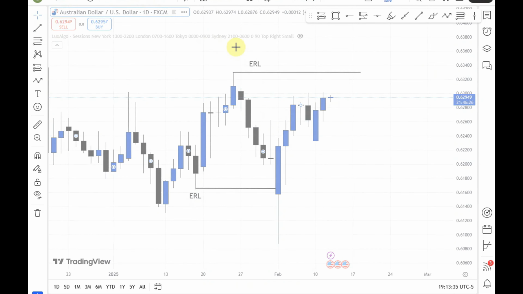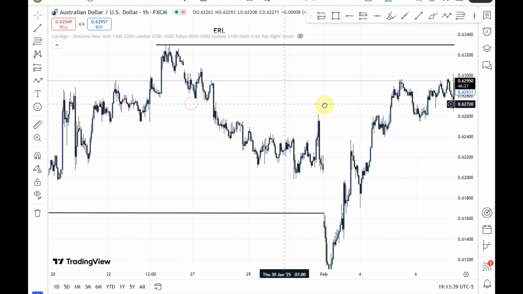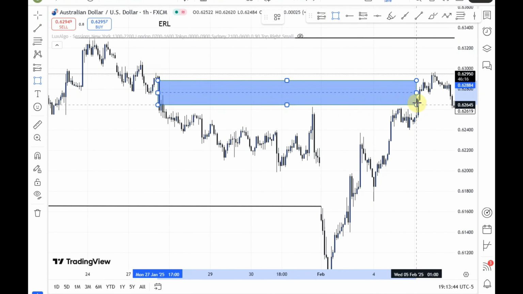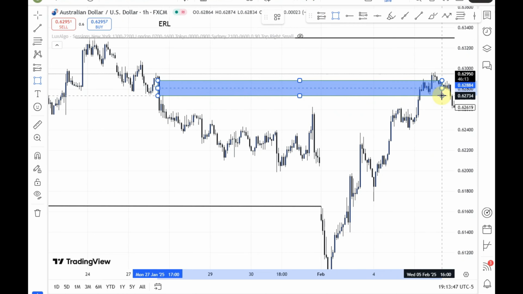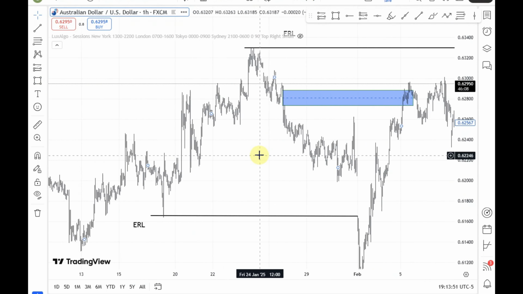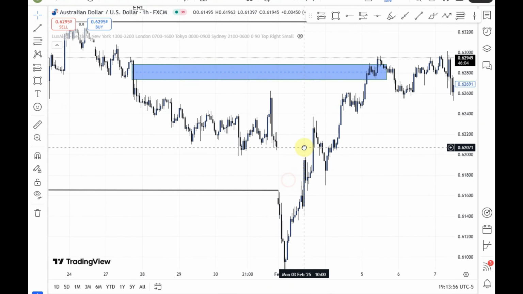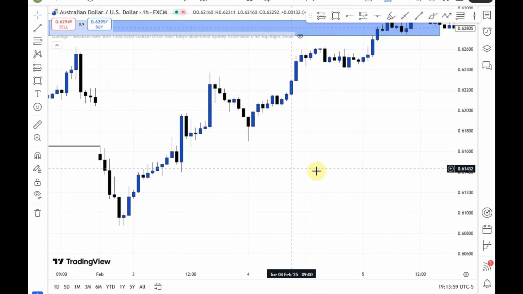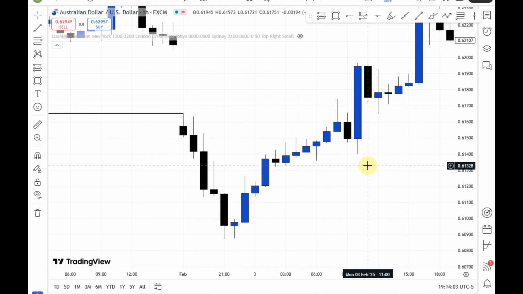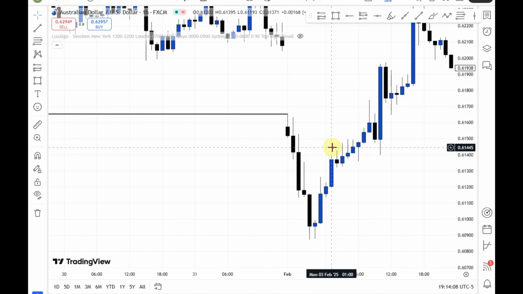Drop into 1 hour time frame, and we have this fair value gap right here. So my plan is to fill this internal range liquidity. All right, so when I go back into here, you can see there is this order block.